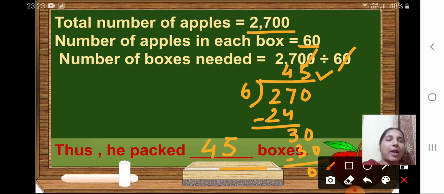Okay, you have to understand the question carefully and then you have to solve it.